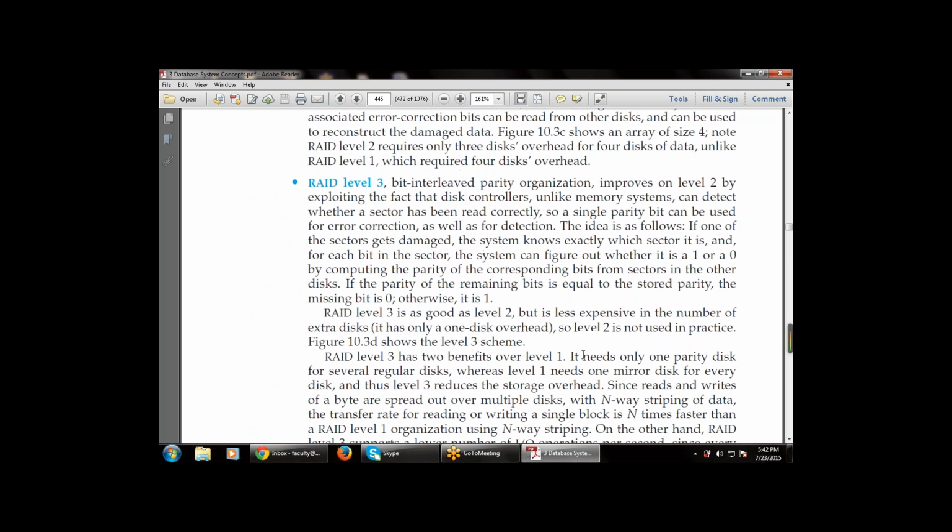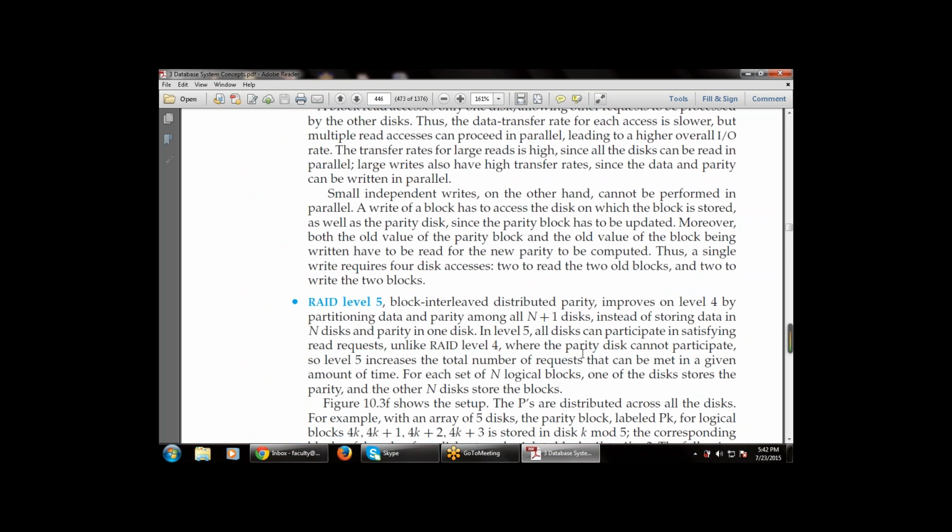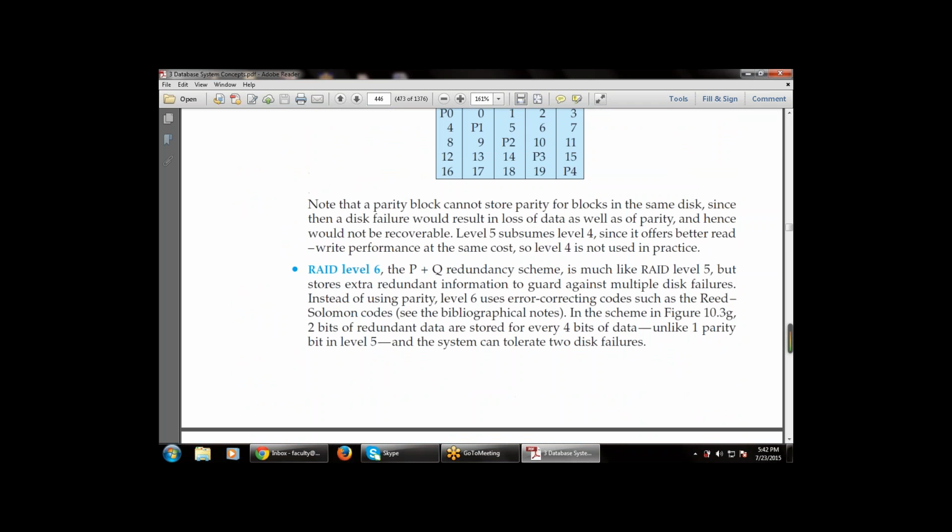Then RAID 3 is also available, that is a single parity bit that is used. Then RAID 4 includes the block interleaved parity organization. Then RAID 5 includes the block interleaved distributed parity that improves on level 4 by partitioning the data and the parity among the n+1 disks. Then RAID 6 includes the P plus Q redundancy scheme that is much like RAID level 5 but stores extra redundant information to guard against multiple disk failures.